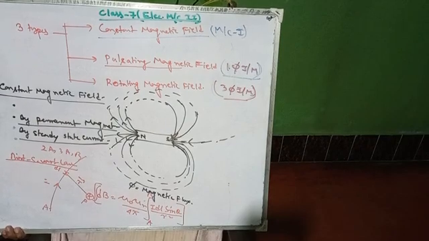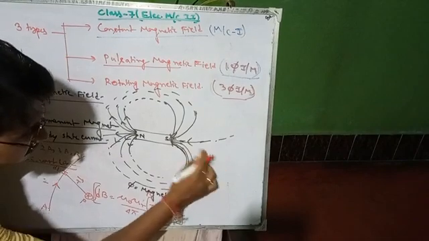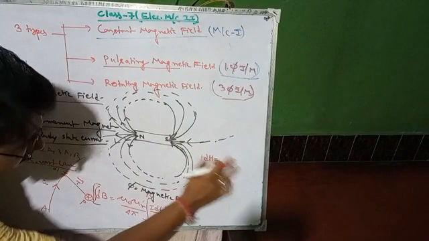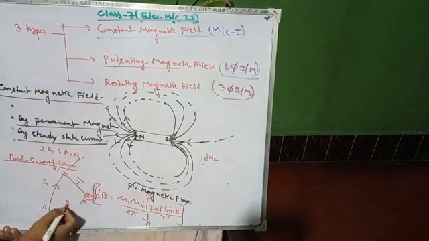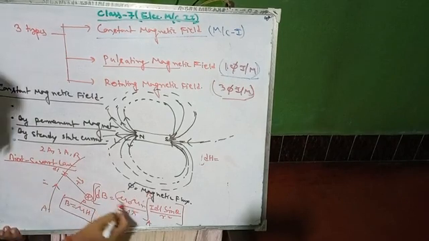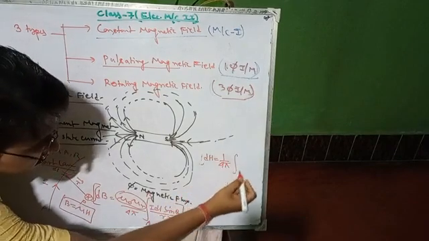And if we calculate the magnetic field intensity, that is dH, what is the formula? B equals mu into H, right? So that means B equals mu into H. So H equals what? B by mu. So these two parts are eliminated, leaving 1 by 4 pi integration of I dl.